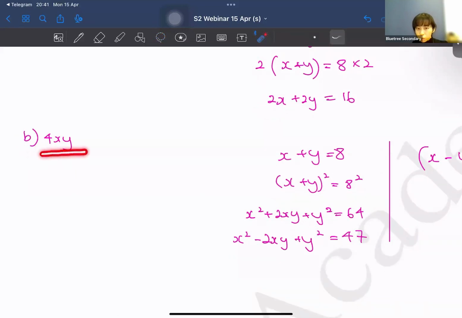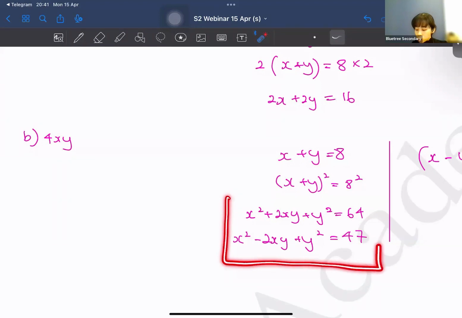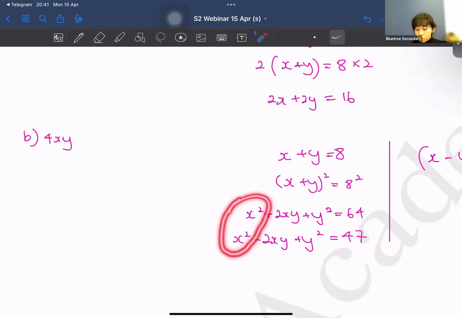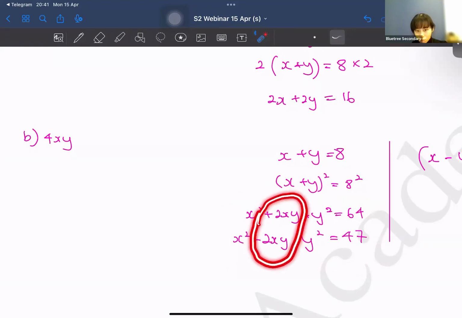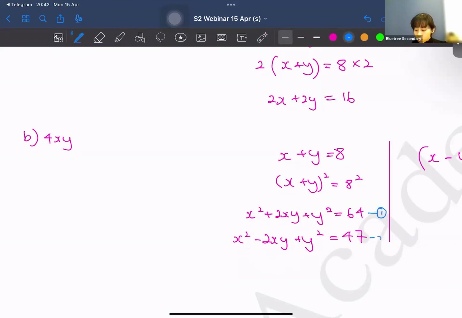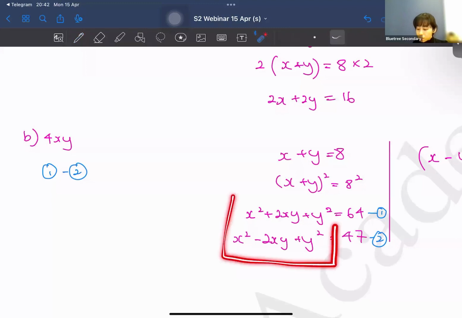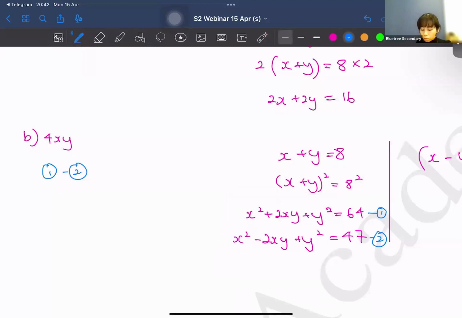What I'm looking for is 4xy. If I were to find the difference between these two equations, the difference between my x squareds is 0, the difference between my xy terms is 4xy, and the difference between my y squareds is 0. So you have learned simultaneous equations already. If I were to take equation number 1 and subtract away equation number 2, essentially the left-hand side will be equal to 4xy. So I'm going to write that down. So equation number 1.